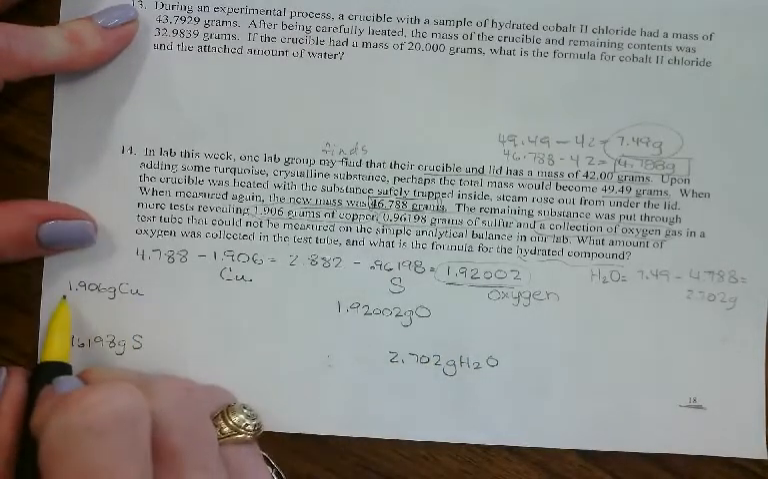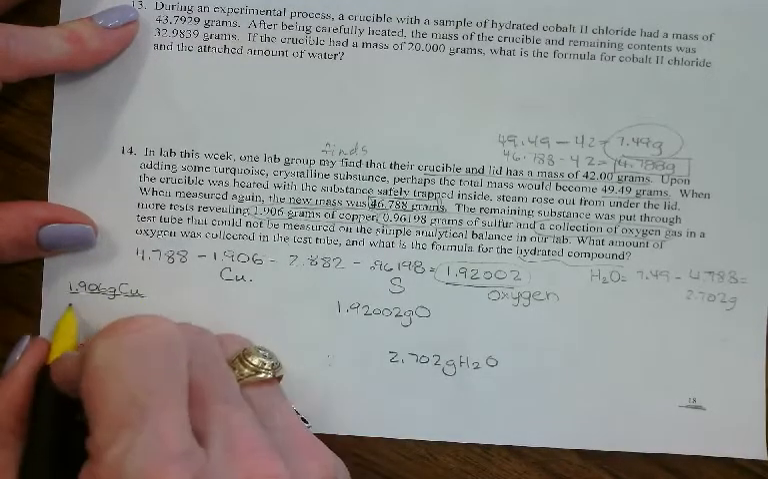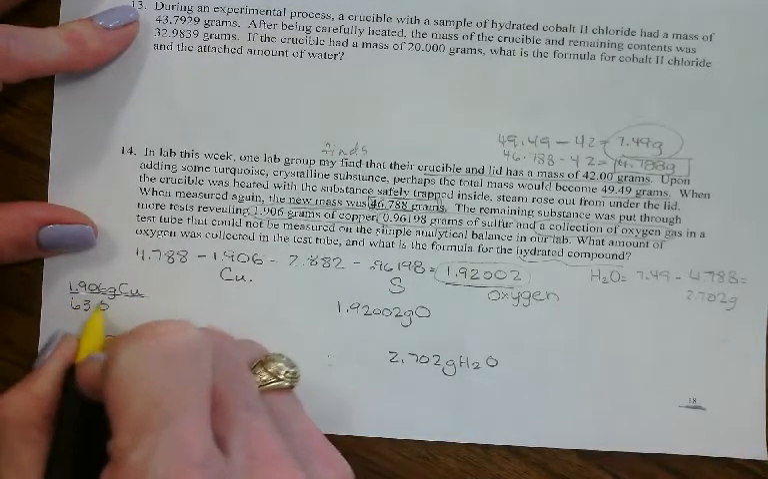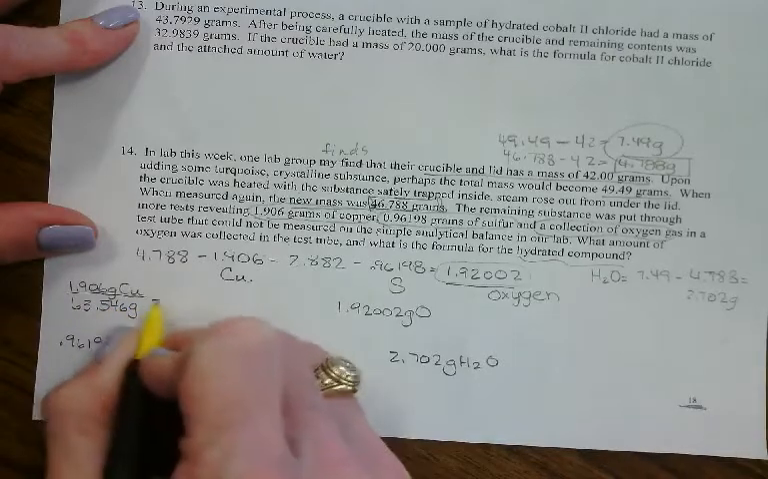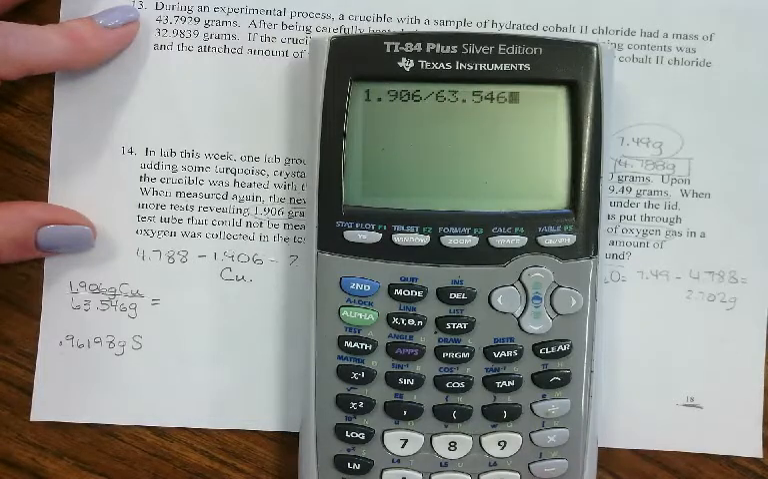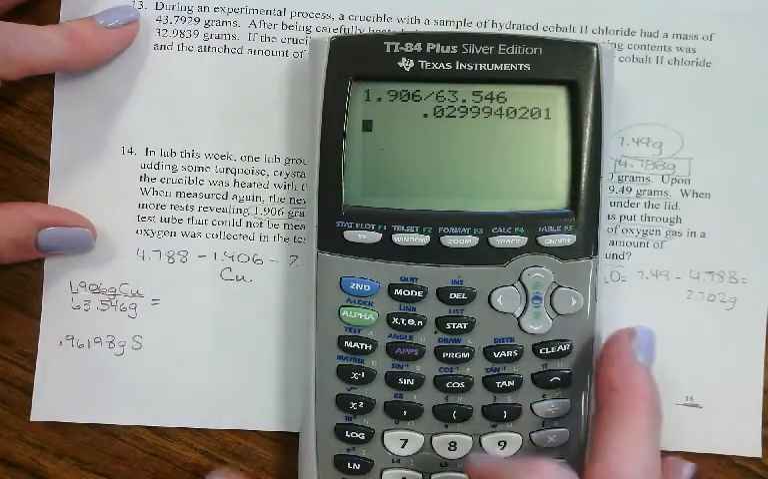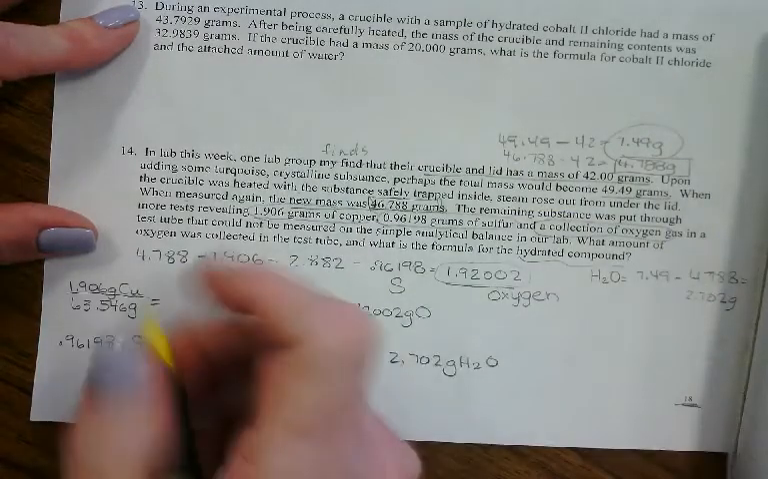So we got percent to mass. Now we need to go mass to mole. So I'm going to divide this by the molar mass of copper, which is 63.546 grams. 1.906 divided by 63.546 is 0.02999. Did I do that right? Yep.